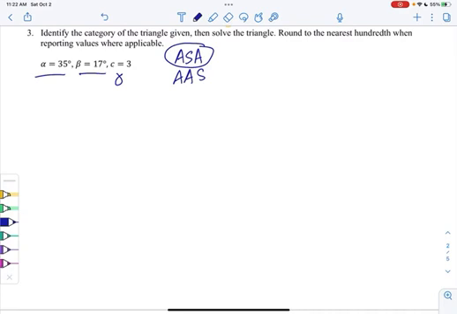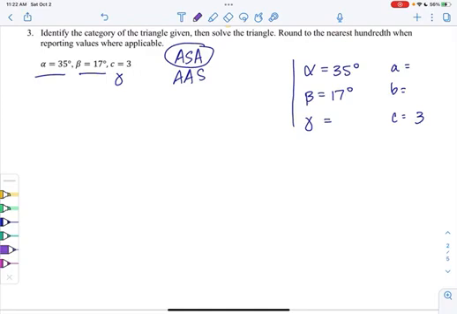So sometimes I just like to write on the side and say, okay, I'm given alpha, I'm given beta. That means I'm going to need to solve for gamma. And then I have the lengths of the sides here, and C is given as 3. And so now I'm going to go on to solve for the rest of the triangle. So the first thing I can do is solve for my angle gamma.